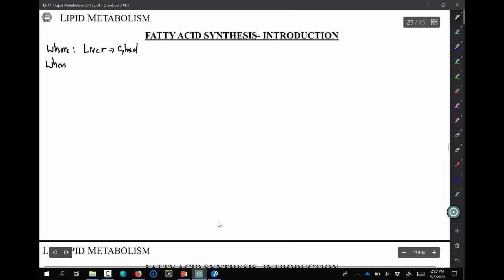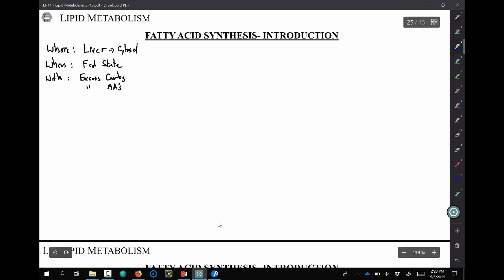When is this going to occur? This is going to occur in the fed state. It is, as you will see, energetically quite expensive. Okay? In other words, what are we going to make this out of? This would be excess carbs. That would be the main source of it. Excess amino acids as well. So amino acids can be broken down and used in this pathway as well. Okay.